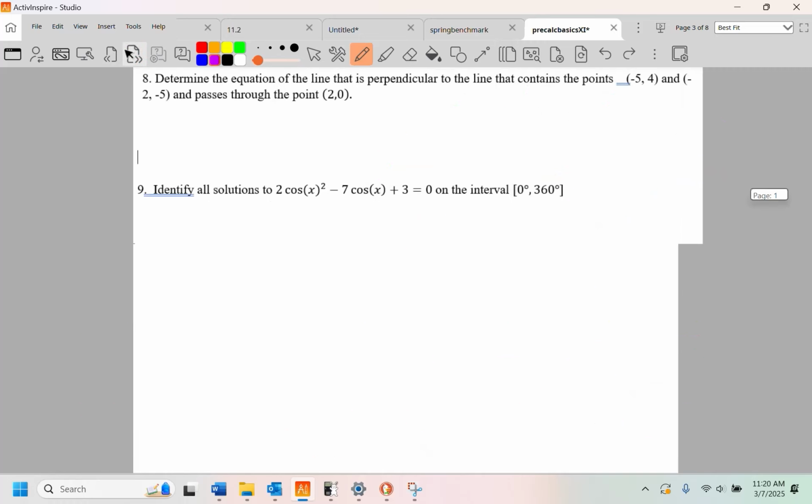Number 8, determine the equation of a line that is perpendicular to the line that contains the points negative 5, 4, and negative 2, negative 5, and passes through the point 2, 0. Only about half of y'all got this one.